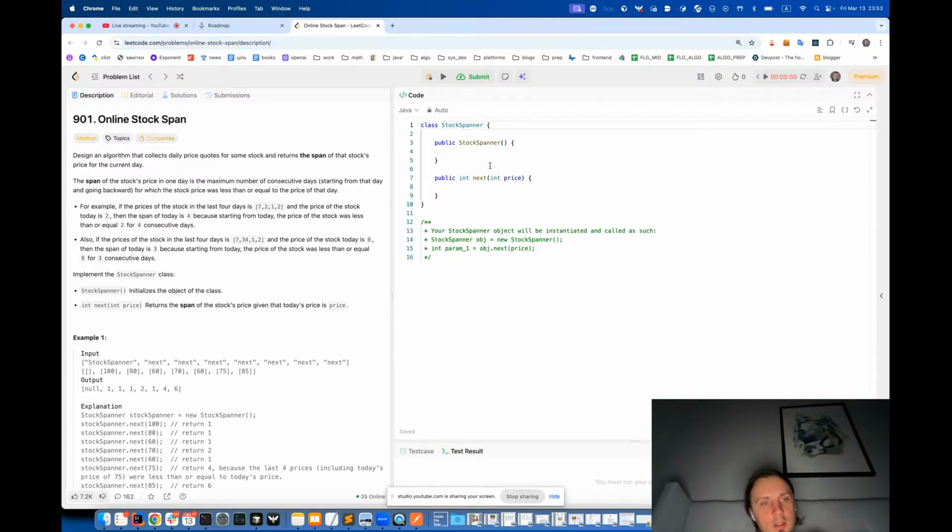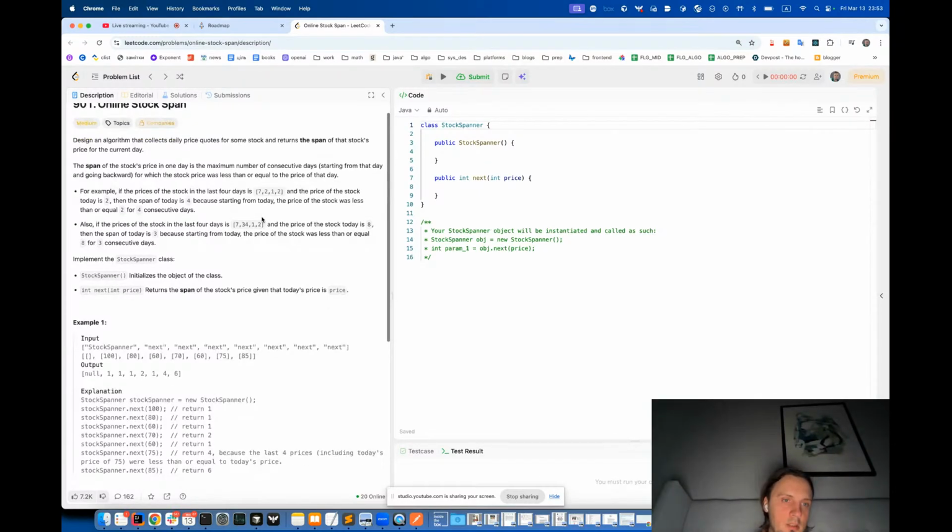The span of stock price in one day is the maximum number of consecutive days starting from the day and going backwards, for which the stock price was less than or equal to the price of the day. For example, if the prices of the stock in the last 4 days are 7, 2, 1, 2 and the price of that stock today is 2, then the span of today is 4, because starting from today, the price of stock was less than or equal to 2 for 4 consecutive days.